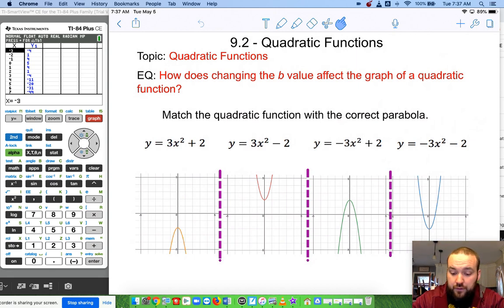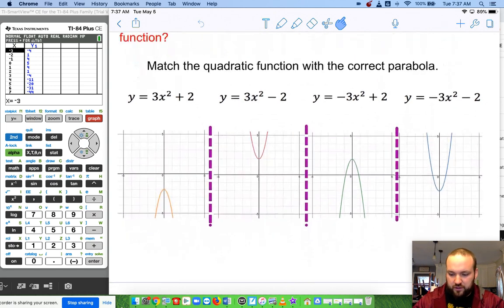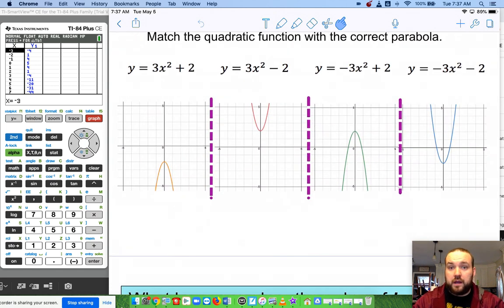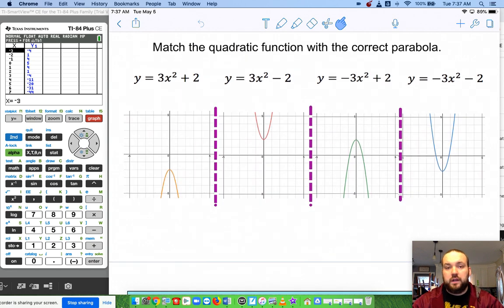Our EQ is how does changing the b value affect the graph of a quadratic function. So we'll take a look at that in just a second. But before we do that, I want to take a look at a couple of ax squared plus c graphs, just to kind of remind ourselves what the rules of those things were.